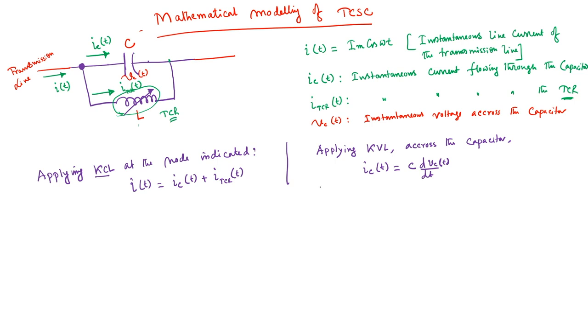So, this we get by applying Kirchhoff's voltage law across this capacitor. Similarly, applying KVL across this TCR, what do we get? As you can understand, we are considering this to be equivalent to a fixed capacitor and a TCR, okay. Now, what is the TCR? This TCR is basically a bidirectional thyristor switch and an inductor or reactor in series, okay. So, when we have bidirectional thyristors in series with a reactor, this forms a TCR, okay. So, this is what we know.